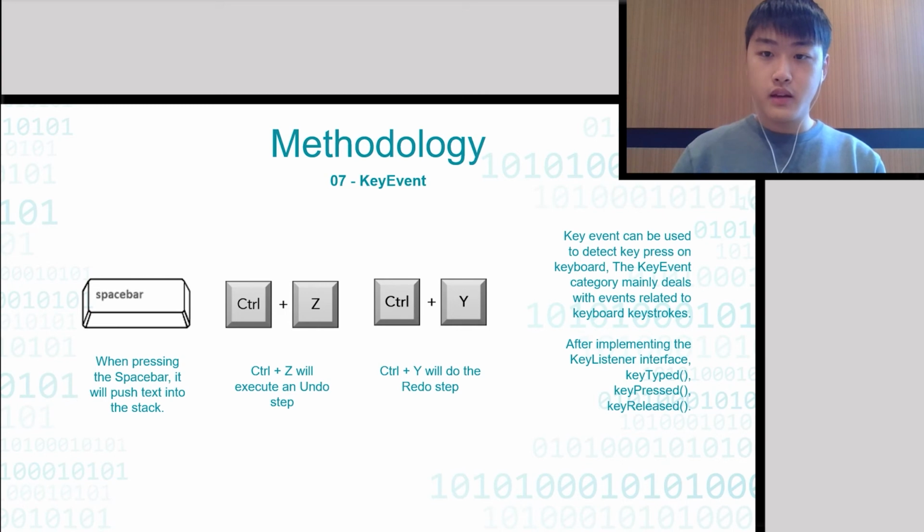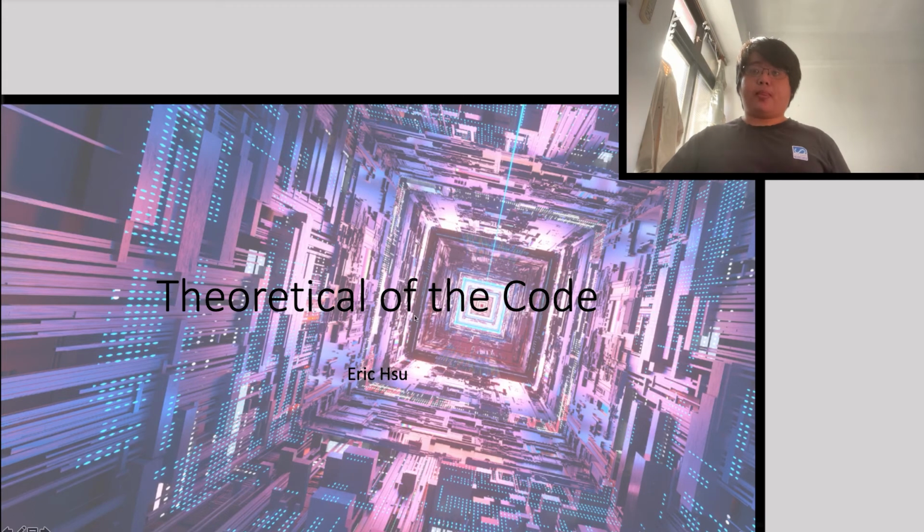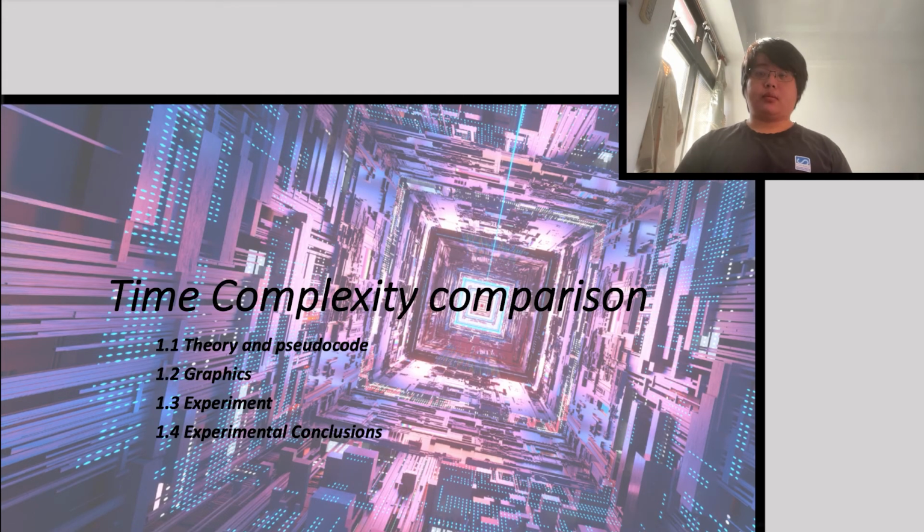And next is about the performance and the time-space complexities. For the theoretical part, I'm going to talk about the time complexity comparison first, because in our code we made a stack version and a linked list version. There are 4 parts in the time complexity comparison. In the first part, I'm going to talk about theory and the pseudocode. In the second part, I'm going to use graphics to prove my pseudocode and the theory. In the third part, we design an experiment. And in the fourth part, we are going to see the results of the experiment and discuss the conclusions.